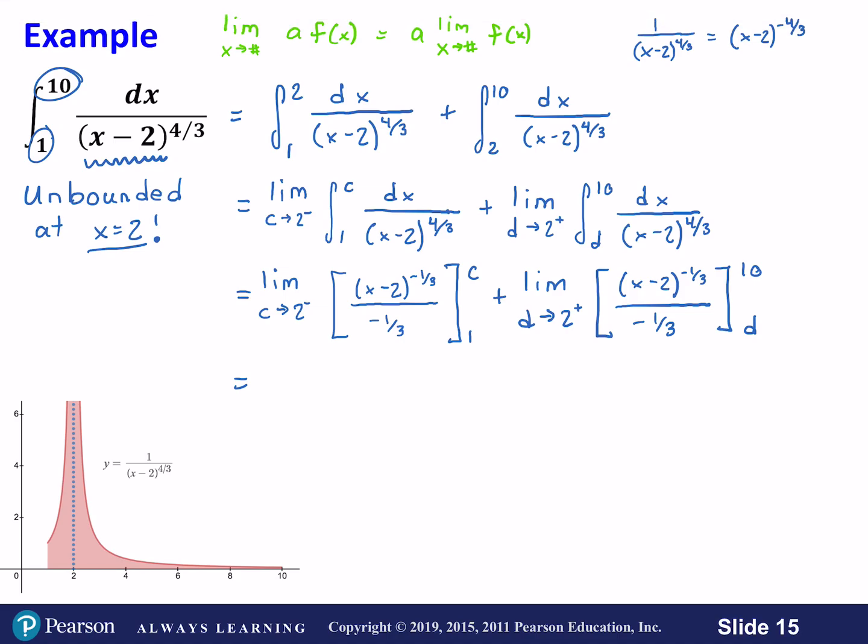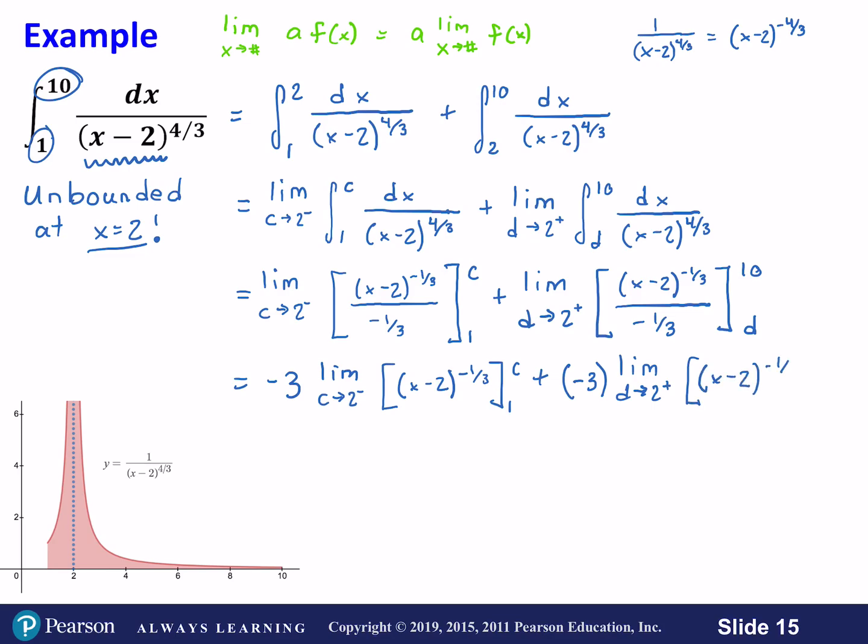So, using that information, we can pull that negative 1/3 outside of the denominator and the limit altogether and write it as negative 3 over here. Limit as c approaches 2 from the left of (x minus 2) to the negative 1/3, evaluated from 1 to c, plus, once again, negative 3, limit as d approaches 2 from the right, (x minus 2) to the negative 1/3, evaluated from d to 10.